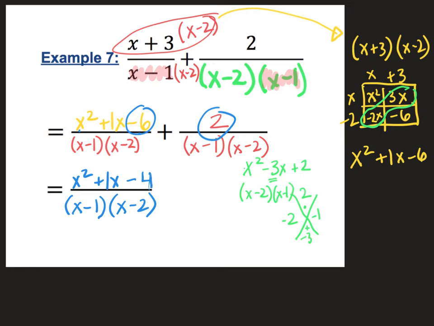So my final answer would be x squared plus 1x minus 4 divided by x minus 1 times x minus 2. It is x squared plus 1x.